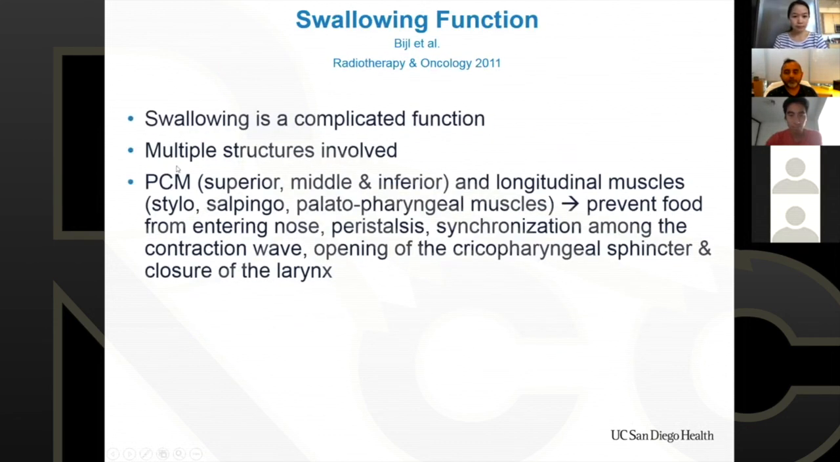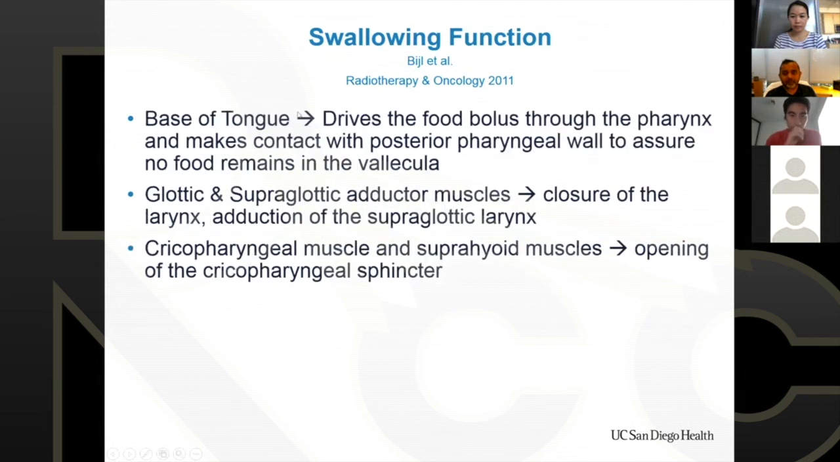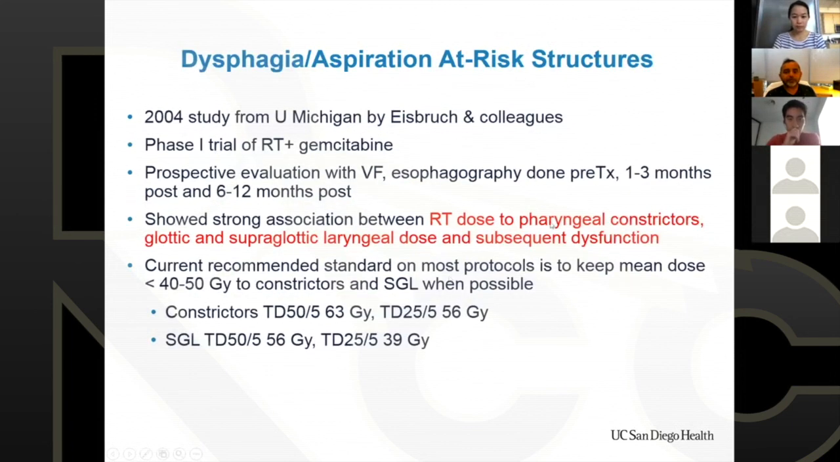But the areas that most of us these days really focus on are the pharyngeal constrictor muscles and the longitudinal muscles in these patients. You can go back and look at some of these; I've put in some detail about what each of these structures do. But the best data on swallowing function really comes from University of Michigan. This is an early study, now over 15 years old, that looked at swallowing function prospectively with video fluoroscopy and esophagography done both prior to treatment and then post-treatment in the acute phase and what they call the late phase, which was 6 months or longer after treatment.